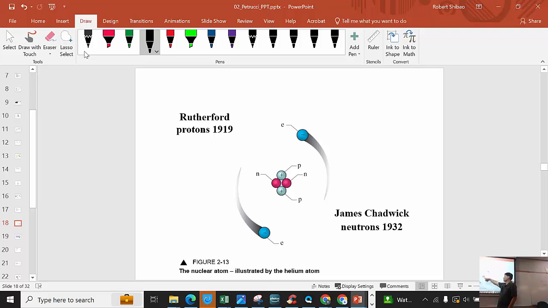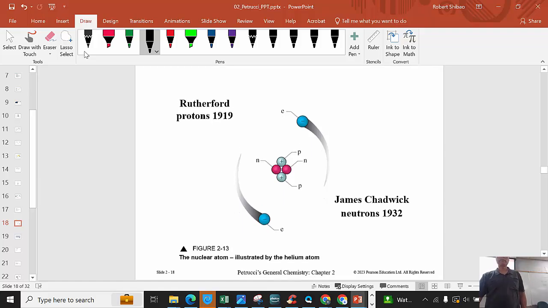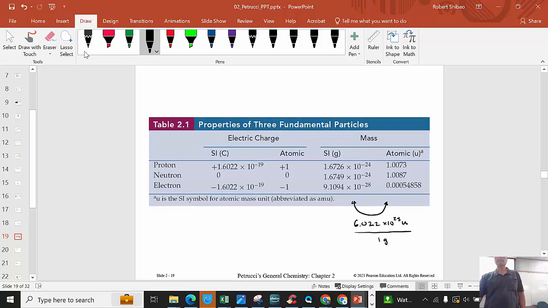We didn't talk about the discovery of the proton. The protons were discovered by Rutherford. The same Rutherford as, what was the Rutherford? The gold foil experiment? Yeah, that's correct. The same Rutherford as the gold foil experiment. And the neutrons were discovered by Chadwick. If you're interested in those, you could look those up in the early 1900s.